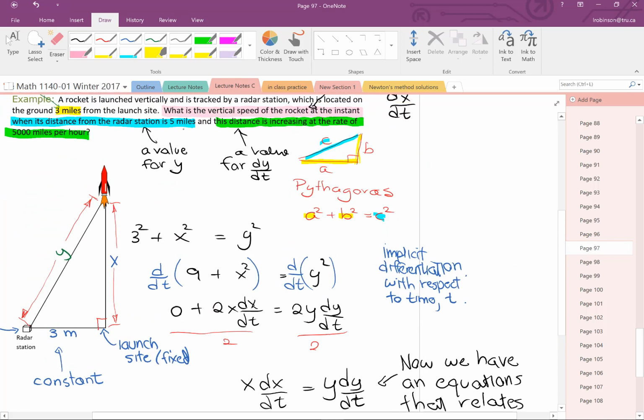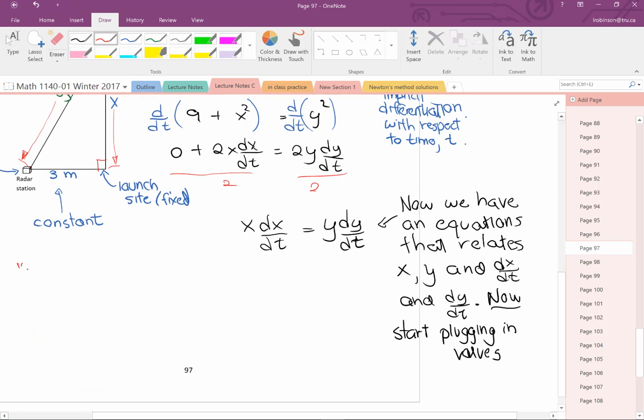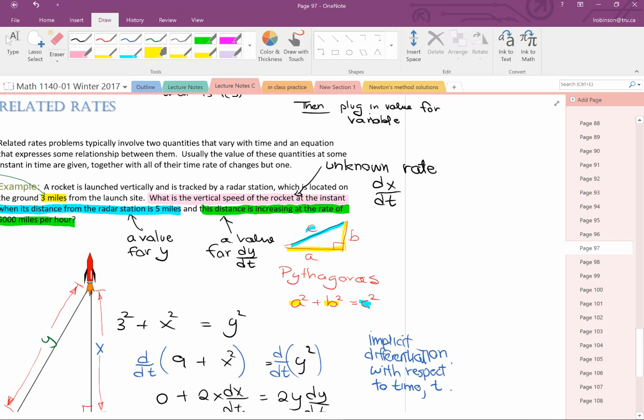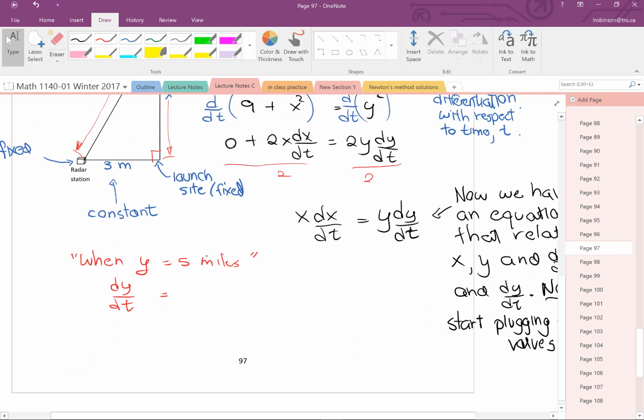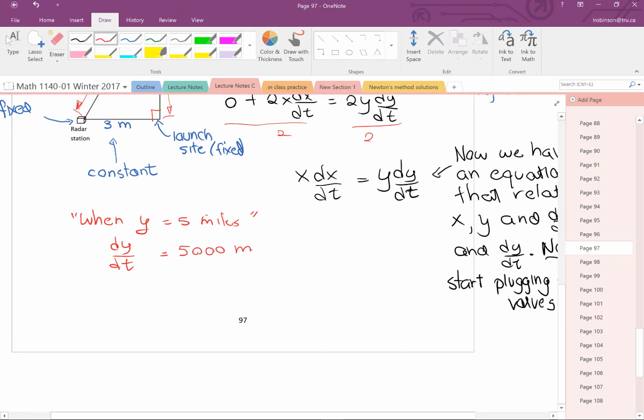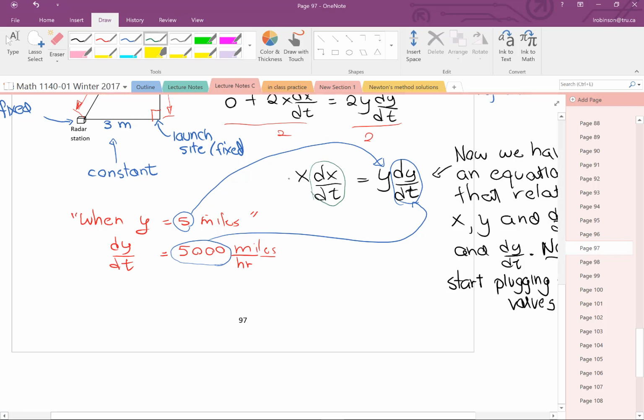Okay, so up here it says when y equals 5. dy dt, that's the rate of change of y with respect to time, that's what velocity is, 5,000 miles per hour. So the 5 can get put in for the y, and the 5,000 miles per hour can get put in for the dy dt. And this is our unknown rate, the dx dt, but we still need something for x, but we can figure out what x is.